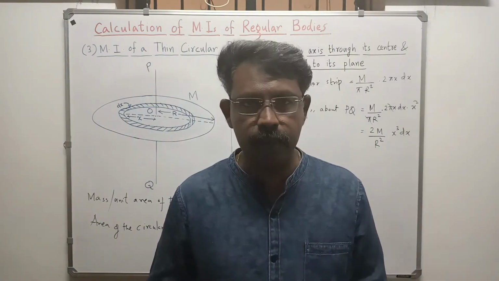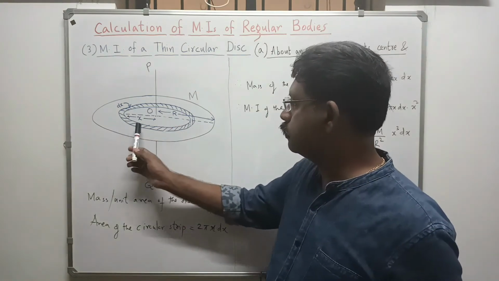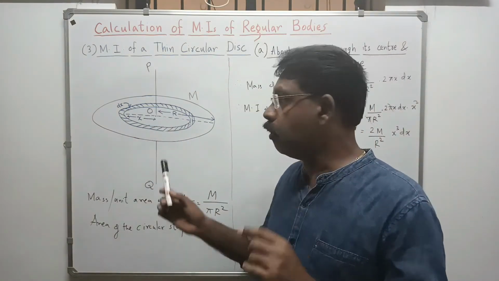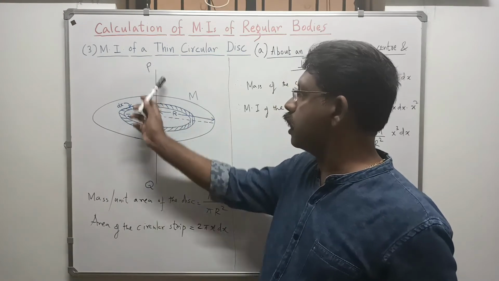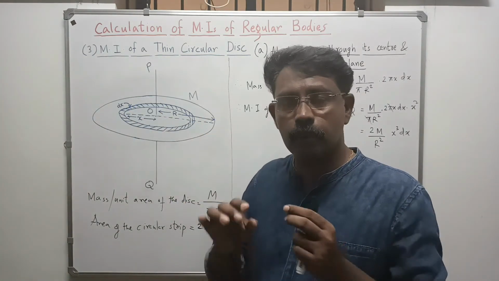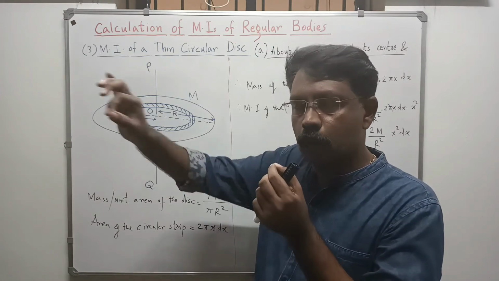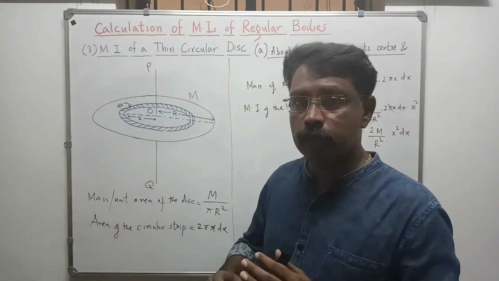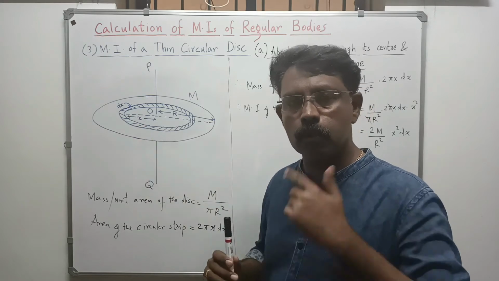ഇനി നമ്മൾ എന്താ ചെയ്യേണ്ടത്? ഇത് ഒരു റിങ്ങിന്റെ ആണ്. This is the moment of inertia of the ring we have considered here about this axis. ഇങ്ങനെയുള്ള റിംഗ് എവിടെ നിന്നിട്ട് എവിടെ വരെ പറയാം? Such rings can exist from r is equal to 0 to r is equal to R. So we have to integrate it from 0 to R. Limit 0 to R കൊടുക്കുക.